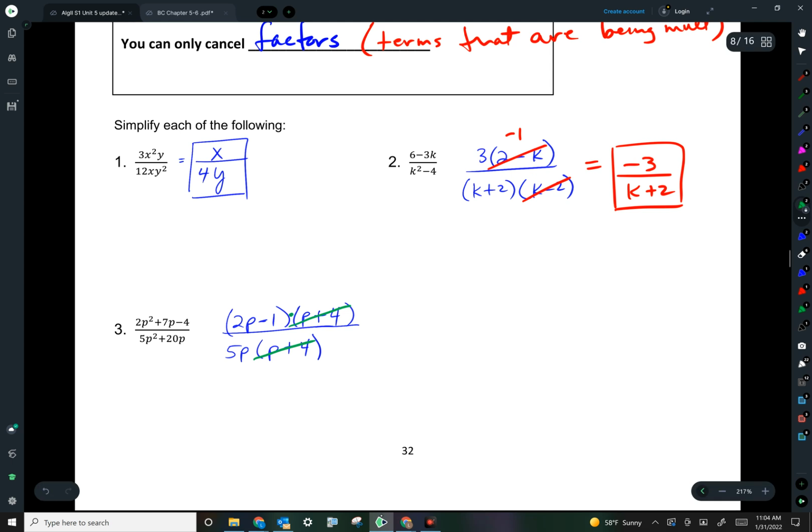Why? Because it's a factor. Notice those 2 parentheses are being multiplied. Down here, there's an implied multiplication. So it's a factor. It's okay to cancel. But that's all I can cancel. I cannot cancel the p.